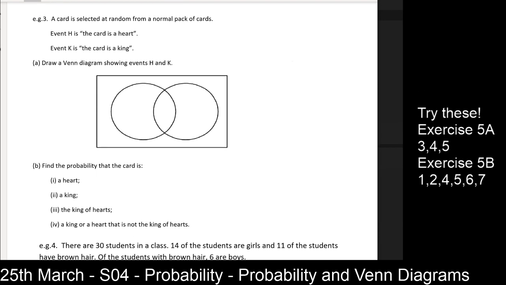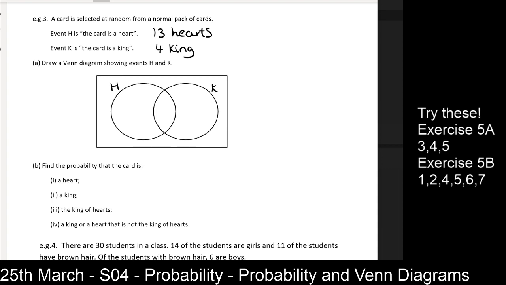So next example, we've got a card selected at random from a normal pack of cards. Just to remind you, if you're not that familiar with cards, we've got 13 hearts in the pack and we have 4 kings. So on my Venn diagram, the first circle is going to be H for hearts and the second circle is going to be K for kings.